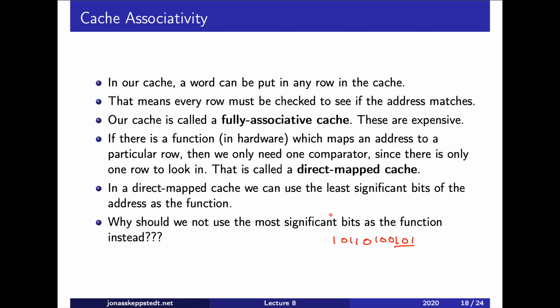Since if we have 2 variables, they will vary in the last bits. I mean, if they are located close to each other, then they will not be put in the same row in the cache, since these bits will be different. Okay.